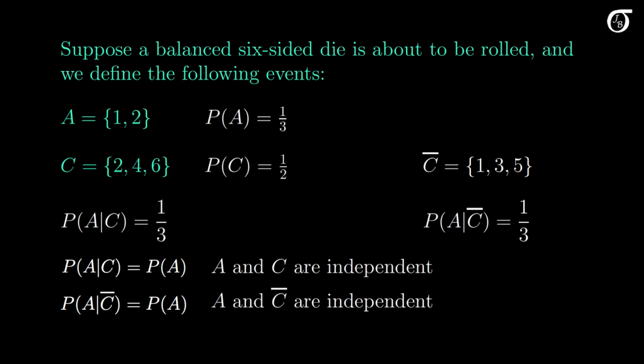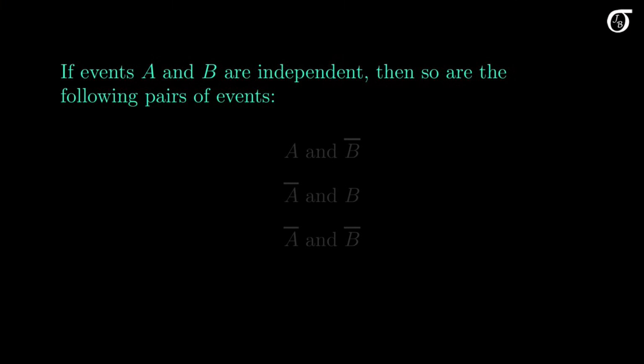And that leads to the following discussion. If events A and B are independent, then so are the following pairs of events. A and B complement. There's a simple argument for this. If knowing that A has occurred doesn't change the probability of B, then it doesn't change the probability of B complement, as that's simply 1 minus the probability of B. So it stands to reason that if A and B are independent, so are A and B complement. This isn't very difficult to prove mathematically, but I'll leave that for another day.